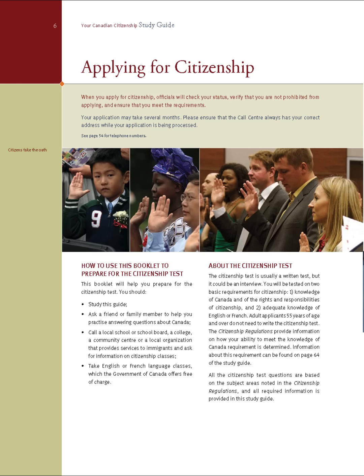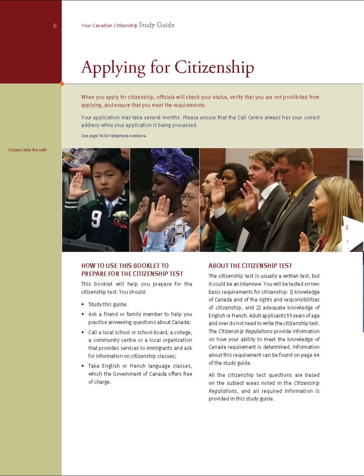How to use this booklet to prepare for the citizenship test. This booklet will help you prepare for the citizenship test. You should study this guide. Ask a friend or family member to help you practice answering questions about Canada. Call a local school or school board, a college, a community center, or a local organization that provides services to immigrants and ask for information on citizenship classes. Take English or French language classes, which the Government of Canada offers free of charge.